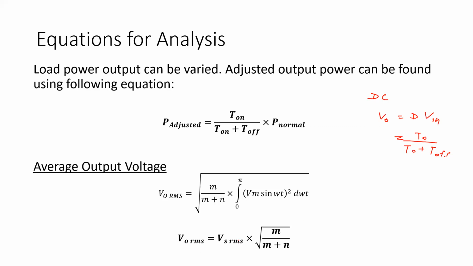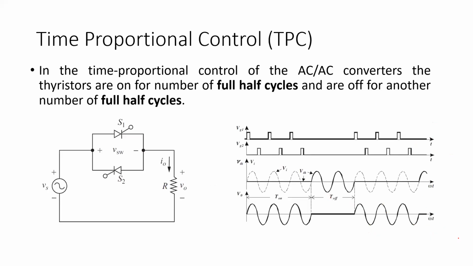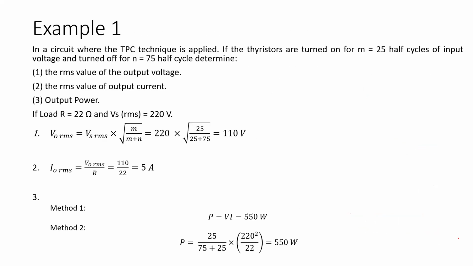V out RMS will be equal to Vs RMS, the supply RMS, into square root of M over M plus N. M is on cycles, N is off cycles, so M plus N is total cycles. I hope everybody has understood it. So that's how easy TPC, time proportional control, is. And we'll do a small example on this.